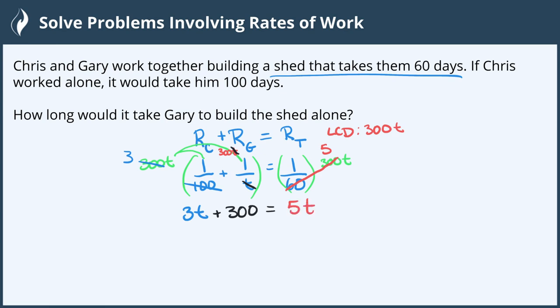Now we just need to solve for T by subtracting 3T from both sides. We get 300 equals 2T. Divide both sides by 2, and T equals 150.